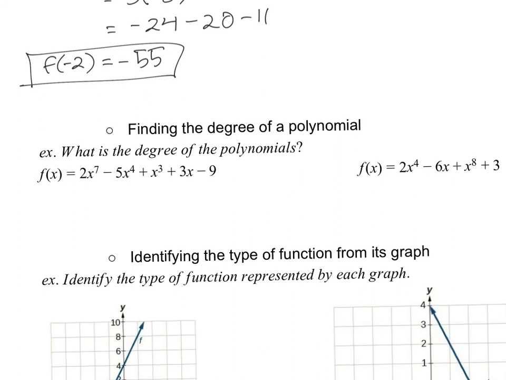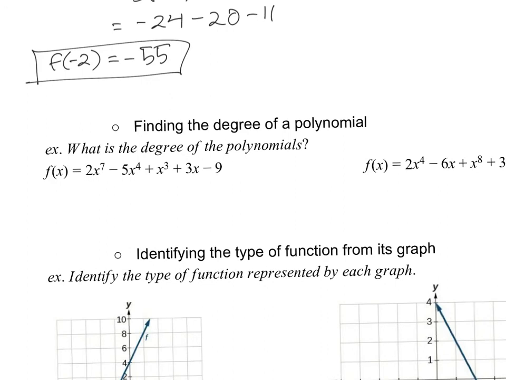Next, we're going to look at identifying the degree of the polynomials. So the degree is the greatest exponent. So you look for the term with the biggest exponent. It may not necessarily be the first term. It can occur at any point in your function. So my first function, f of x equals 2x to the 7th minus 5x to the 4th plus x cubed plus 3x minus 9. The term with the greatest exponent is the 2x to the 7th. So the degree is that greatest exponent, which in this case is 7.